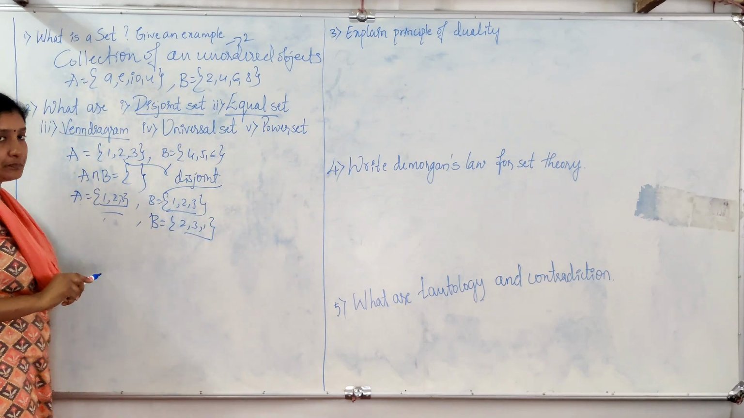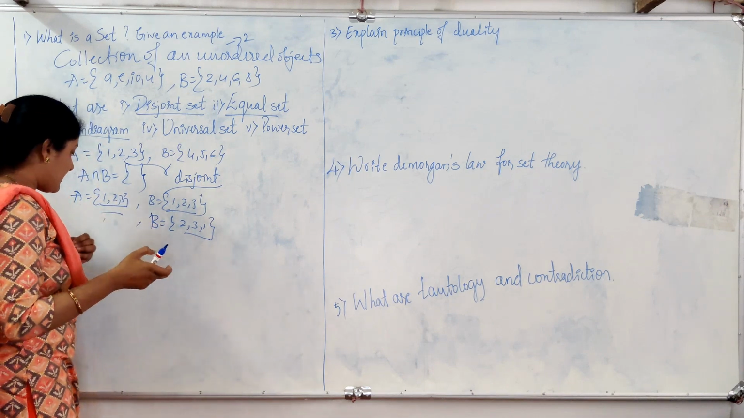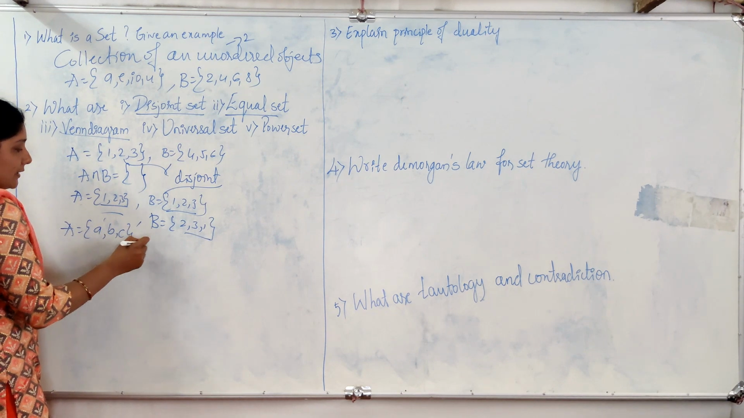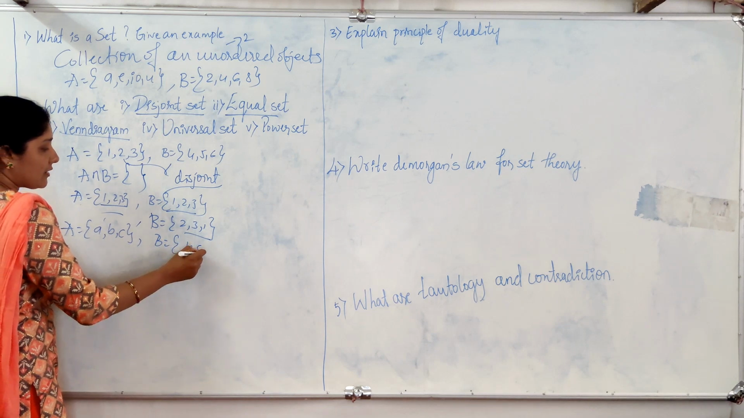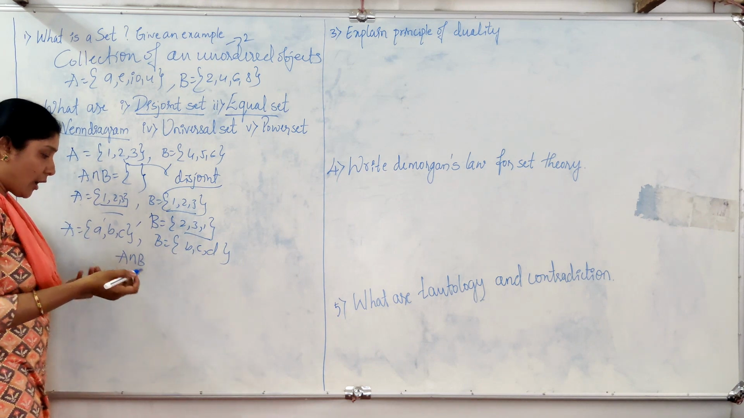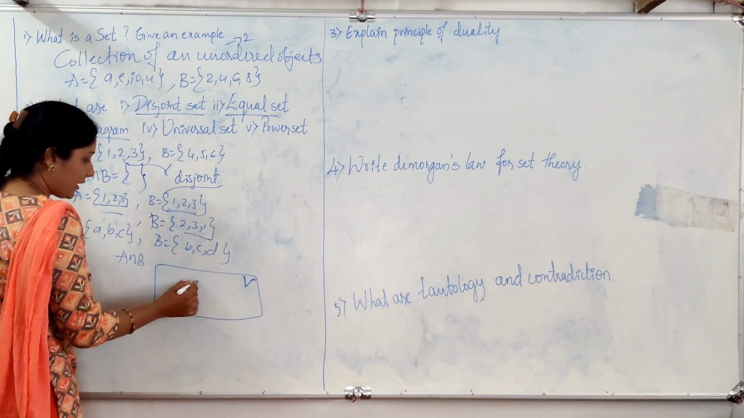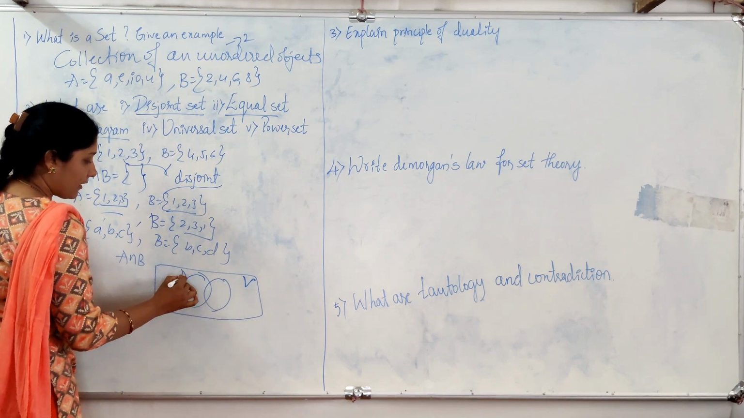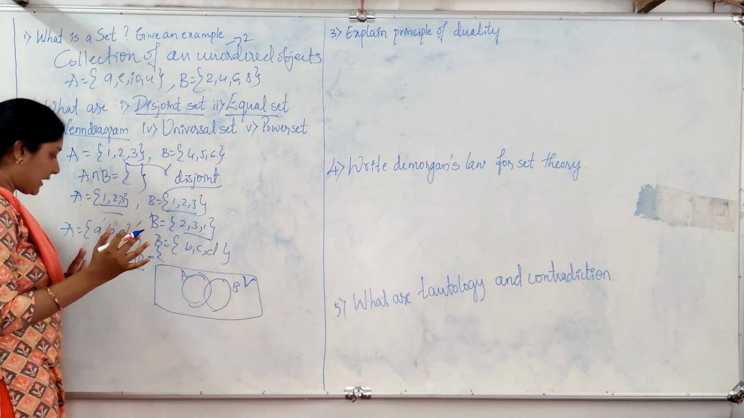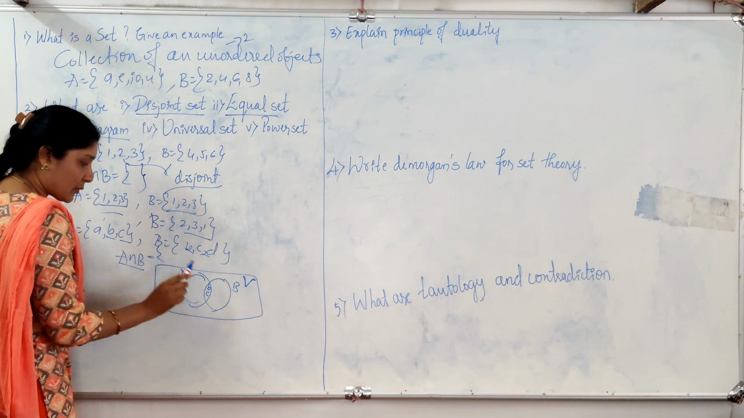Next, Venn diagram. A Venn diagram is nothing but a graphical representation of sets. For example, A is {a, b, c} and B is {b, c, d}. If we need to represent A intersection B, how do you represent it? This is the universal set. Okay. And here is A and here is B. So what is the intersection? Intersection is nothing but common elements. Which are the common elements we have? B and C. So BC you are supposed to write here.